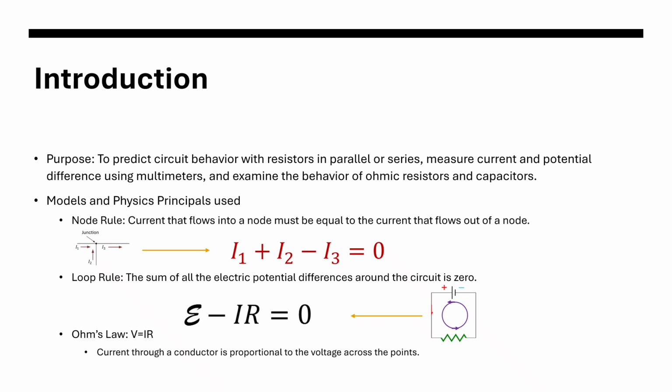Some models and physics principles that we use in this lab are the node rule, which means that the current that flows into a node must be equal to the current that flows out of the node, as you can see in the pictures below. And then the loop rule: the sum of all electric potential differences around the circuit is zero, again illustrated by the two pictures below. And then Ohm's law, which is V equals IR, the voltage equals the current times the resistance, and that's the current through a conductor is proportional to the voltage across the points.